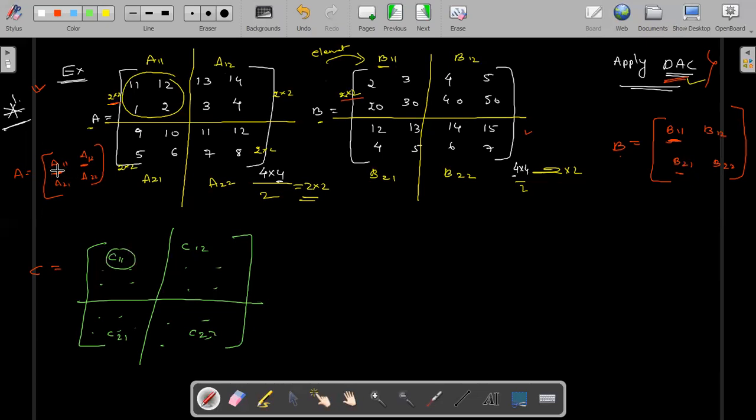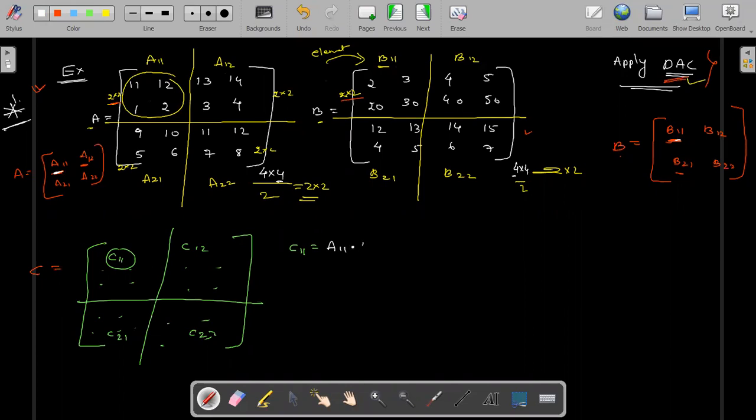C11: if you do A11 into B11, you will get the C11. Yes or not? That is what I am writing, the formula, right now. See here, everybody, observe here. If I want to get C11, C11 is equal to, everybody please observe here now. It's a very, very important line. That is exactly what I wanted to show you people. A11, see here, this is A11, into B11.